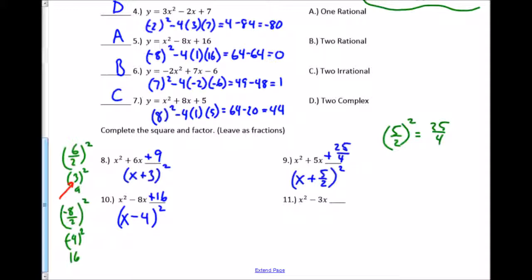And then the last one here, it's the negative 3 divided by 2 and square it. Negative 3 squared is 9. 2 squared is 4. So it's a plus 9/4 here. And then once again, my factored form is x, b value divided by 2, a negative 3 halves squared. And that's it.